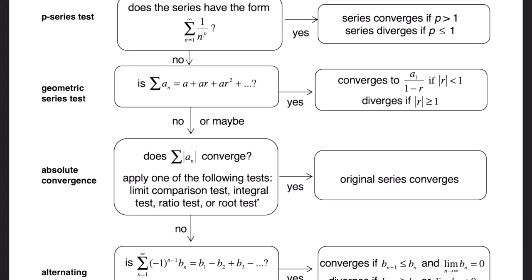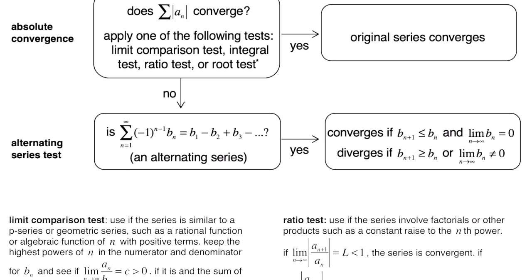If not, then you can look for absolute convergence, and you're going to check, does the series of the absolute value of a sub n converge? If yes, the original series converges. But if not, you can apply one of the following tests: limit comparison, integral, ratio, or root test. And then finally, if it's of alternating series form, then you'll use your alternating series test.